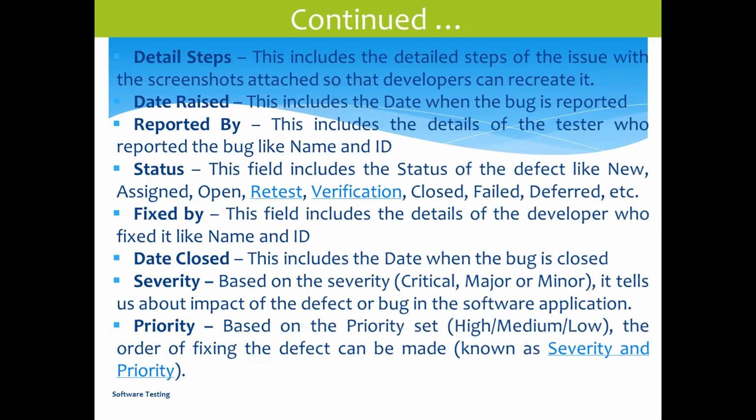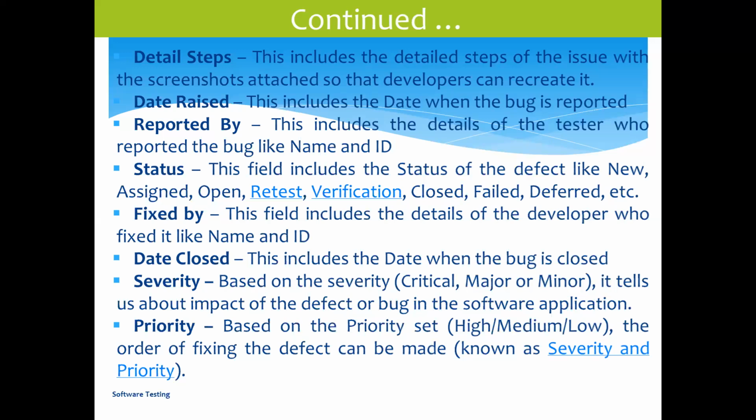Detailed steps. Then date: on which date it is raised, today's date, which date, which time. Then who reported, who raised it, who created this defect or bug. Suppose Sudha created it, then reported by Sudha. Then status. A lot of statuses are available for a bug or defect that is created: closed, new, retest, verification, failed, deferred, a lot of statuses are there. So the proper status should be mentioned. The first time you are creating it, that will be the new status. That is a new defect, so the first time we have to give new.